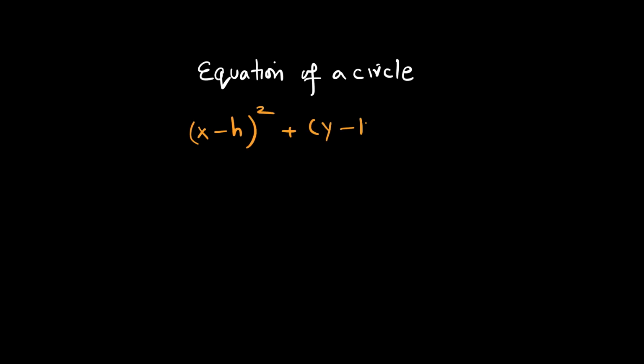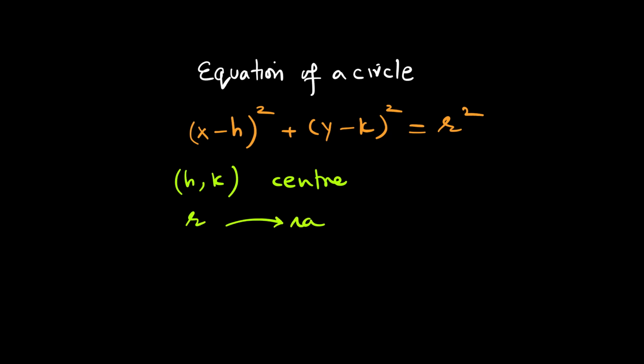Yes, we can. We know that the equation of a circle has a format which is (x minus h) whole square plus (y minus k) whole square equals r square. What is h? What is k? This is the center of the circle. And what is r? r is the radius.